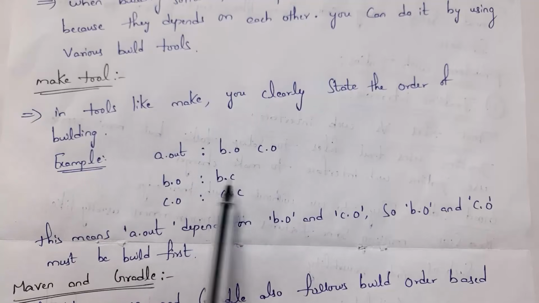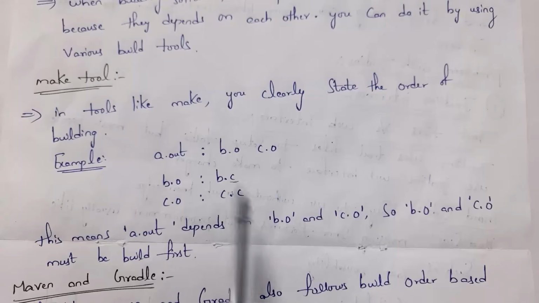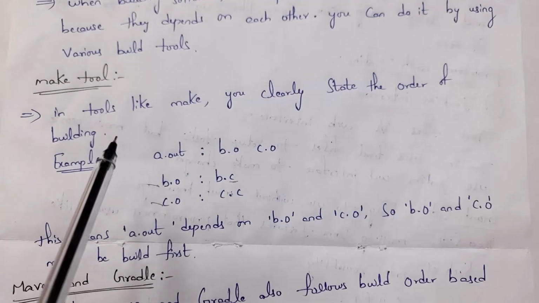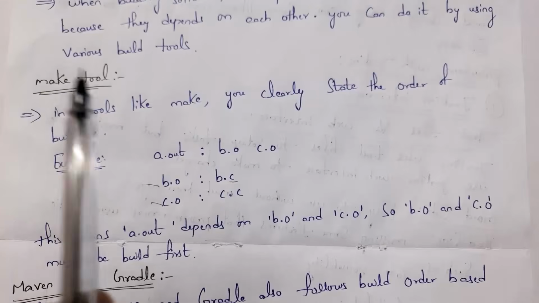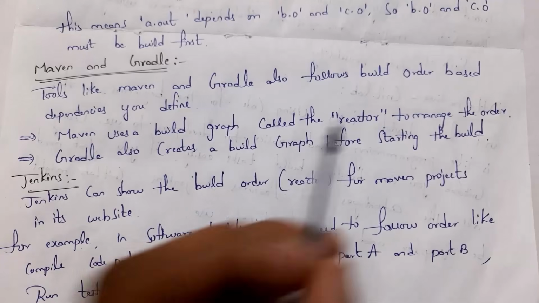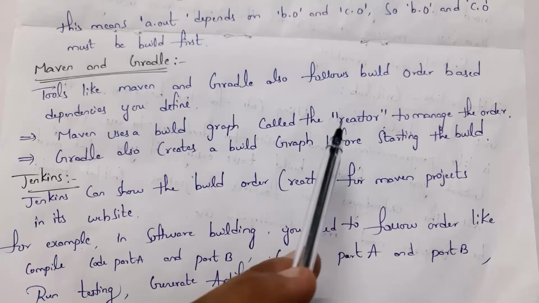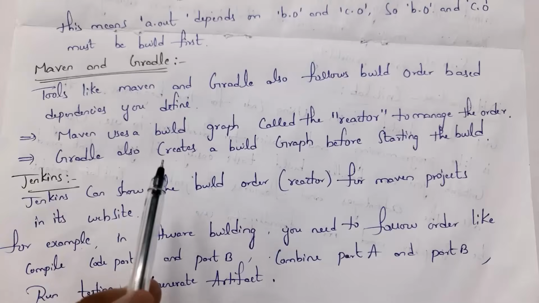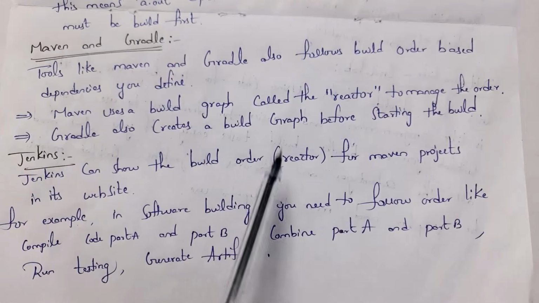At first you need to compile file B and next you need to compile file C. And by using the make tool, you can set this order. You can set the order of which file needs to be built first. For example, by using the make tool, I will set the order so that at first I build file B, next file C. After building file B and file C, I build file A. And even by using tools like Maven and Gradle, you can set the build order. Maven uses a build graph. That graph's name is reactor. By using this reactor, Maven will manage the order. And Gradle also uses a build graph in order to set up the order. Even in the Jenkins server, you can install the reactor plugin.